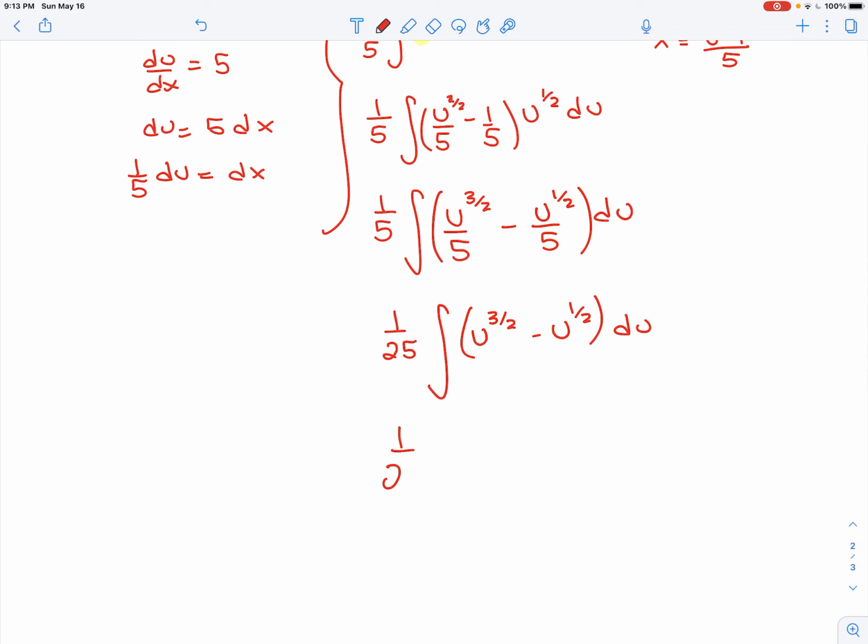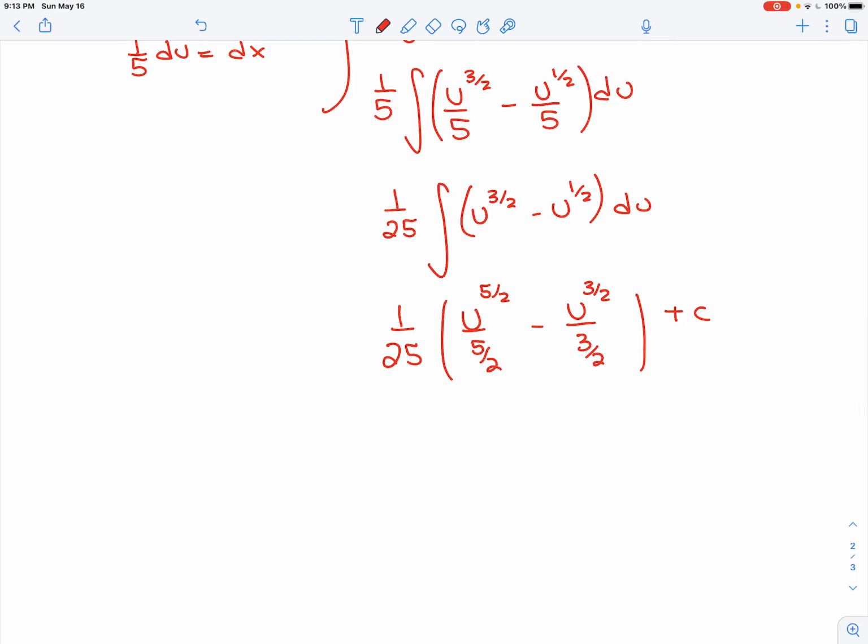And then this is going to equal 1/25 u to the 5/2 divided by 5/2 minus u to the 3/2 divided by 3/2. Again, I'm adding 1 to the exponent, plus c. Okay, so let's just do this out. So dividing by a fraction, I can multiply by the reciprocal. So I get 2 over 125 u to the 5/2 minus 2 over 75 u to the 3/2 plus c. Whew, that was a lot.